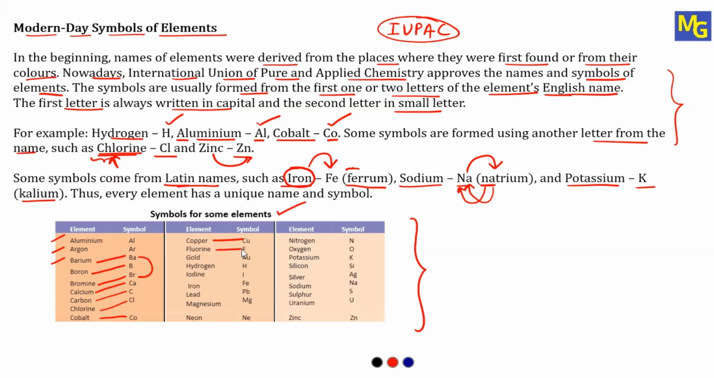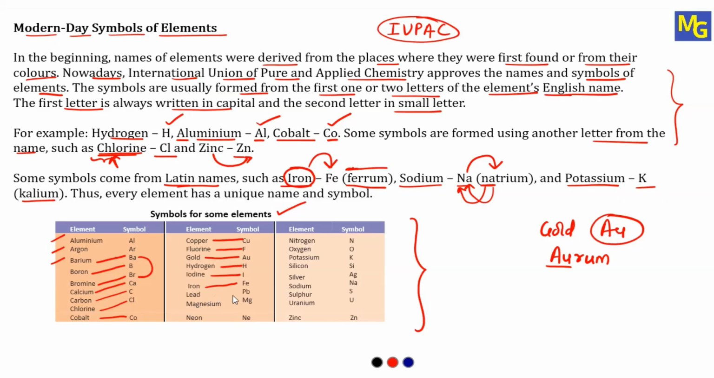Next is fluorine, F. Gold, Au. See here, gold, but still the symbol is Au. So why Au? This Au comes from the Latin name. The Latin name is aurum. So we are going to use the first two letters, that is A and U. So A should be capital, U should be small. Then comes hydrogen, iodine, iron, just now I told you, Fe, it comes from ferrum.